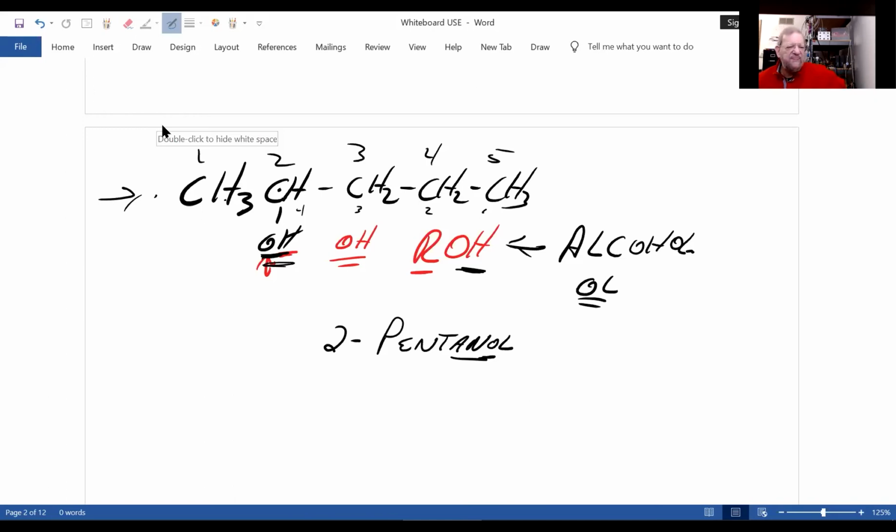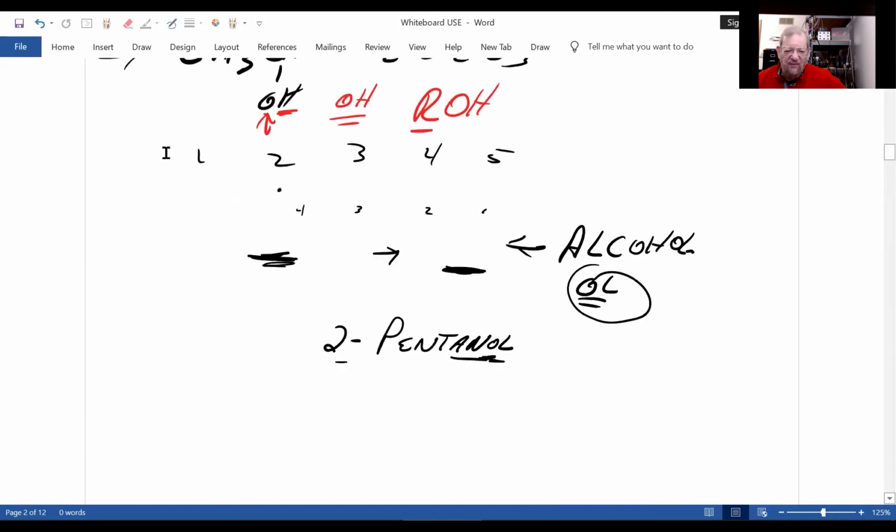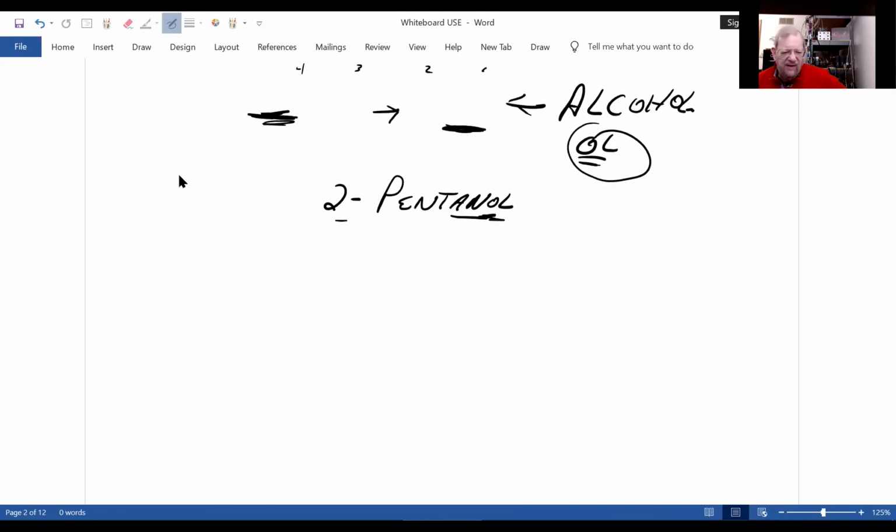Let's go through it again. You find the longest chain that has the hydroxyl group, because an alcohol is carbons with a hydroxyl group, and that's 5. You name it as an alkane, pentane, drop the E, use the OL ending, pentanol. And then what carbon is that hydroxyl group on? Let's do one more. Hydroxyl group counts as one bond to carbon.